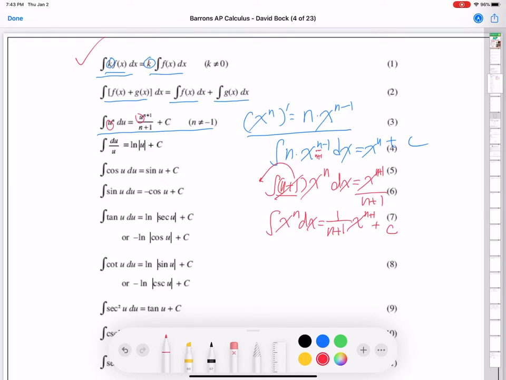Okay, and the next formula: what is integral 1 over u du? I'm going to change it to x, right? I change it like that: 1 over x dx.